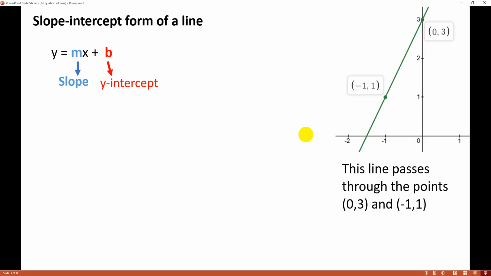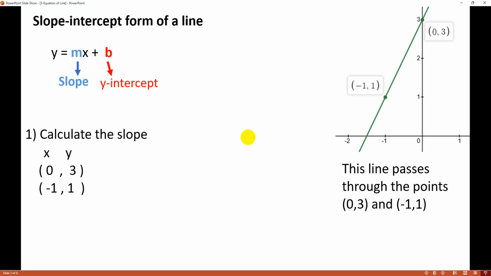So the first step is to calculate the slope of the line. To do so, we're going to take those 2 points, the 0, 3 and the -1, 1, and we're going to put one on top of the other, as I'm showing here.